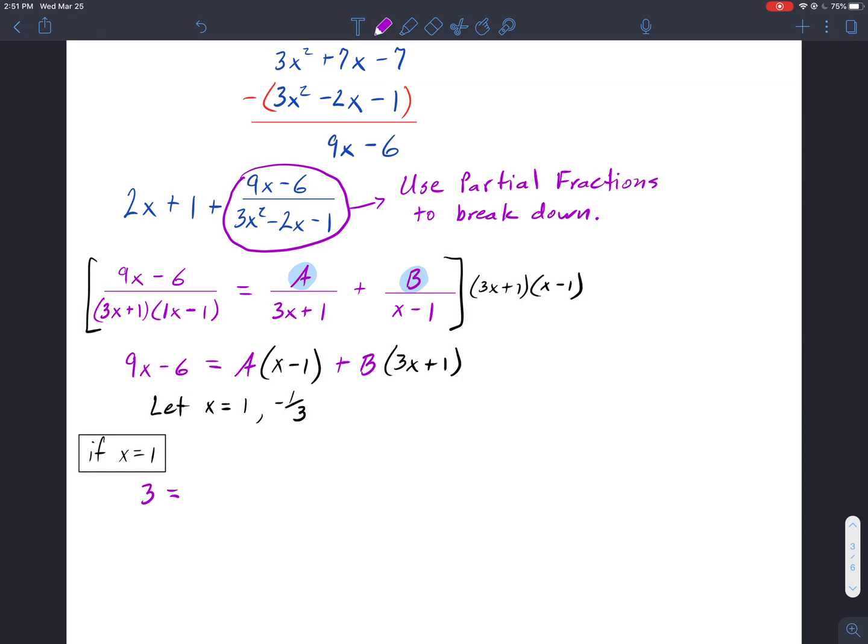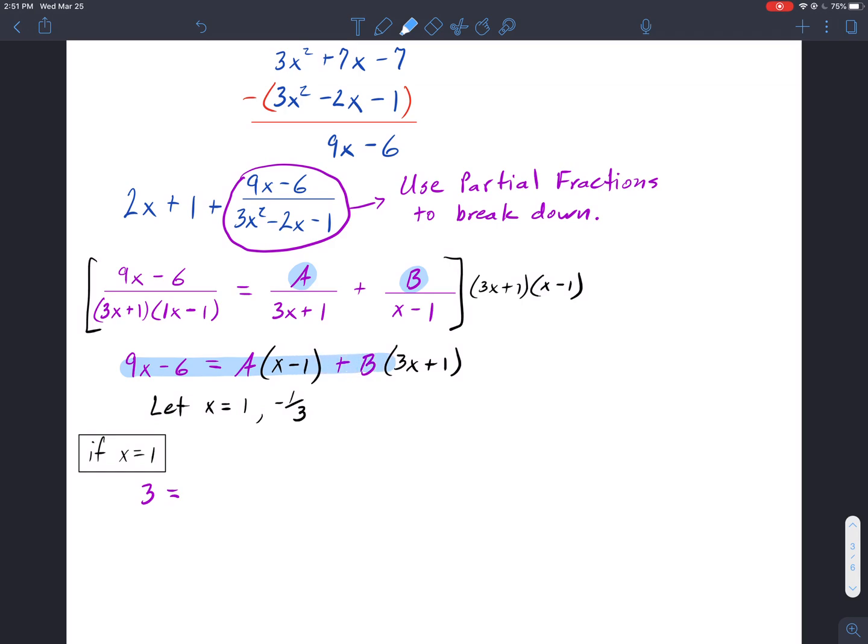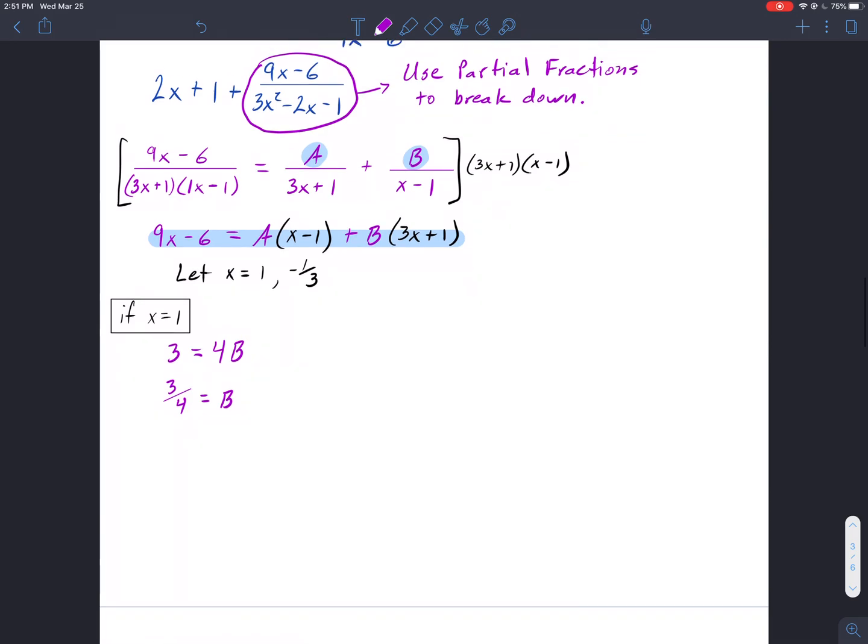On the right side, if x is 1, this expression with the a cancels. Once we've got it so there are no fractions, all of our attention is on this equation. The a times x minus 1 cancels off, and I'm left with b times what is really 4, so 4b. It's 4 because x is 1 and 3 times 1 is 3, plus 1 is 4. So what I just found is that b must be 3/4.